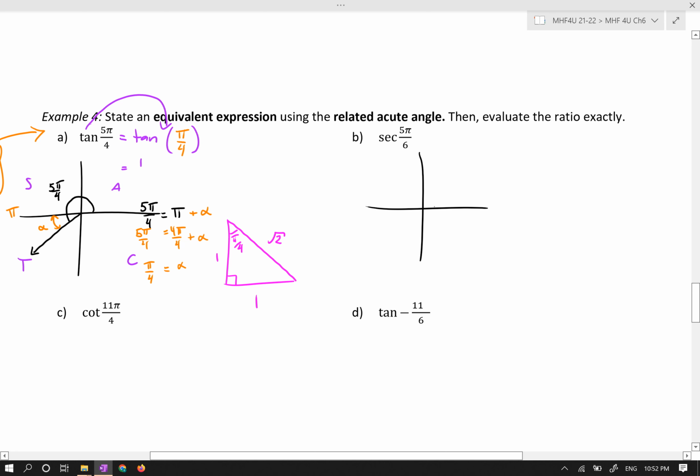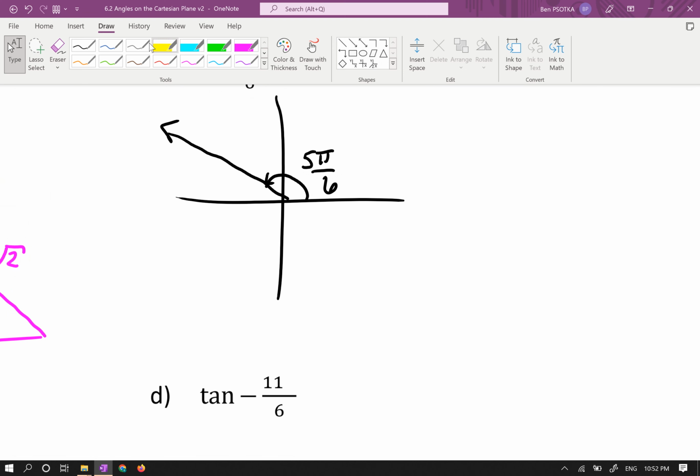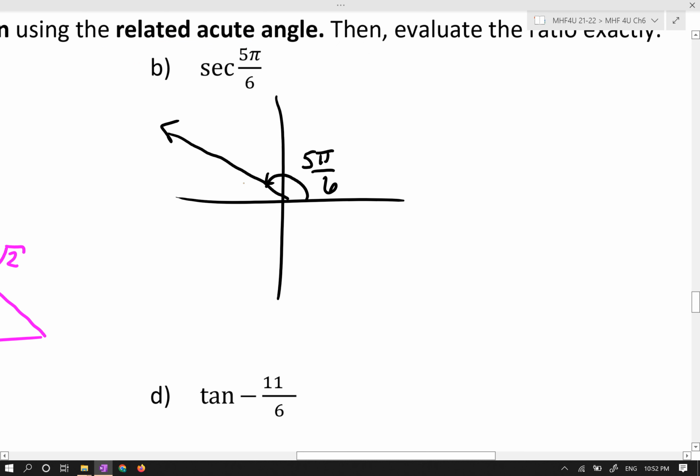That's a little bit less than pi, so we're working here. 5 pi over 6, my angle looks something like that. All right, now I need to come up with my related acute angle. In this case, because I'm working in quadrant 2, my related acute angle plus 5 pi over 6 is going to be equal to pi this time.